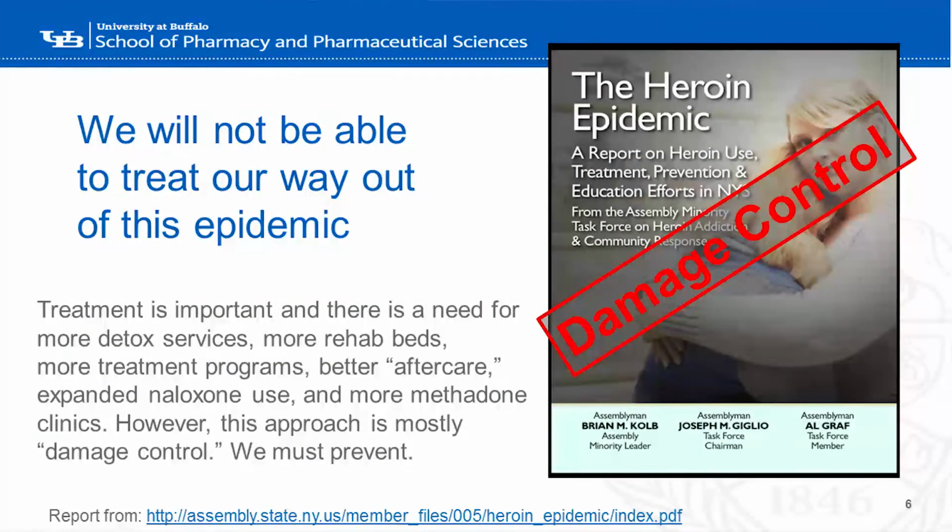As a response to this epidemic, there have been a number of recommendations. It's been recognized that a number of people have become addicted to drugs, both licit and illicit, and treatment has been considered to be important in how to deal with this. So there's been recommendations for more detox services, more rehab beds, more treatment programs, better aftercare, the expanded use of naloxone rescue, more methadone clinics. But if you think about it, this approach is mostly damage control, fixing the problem that's already there. What we really need to do is to prevent the problem from beginning in the first place.